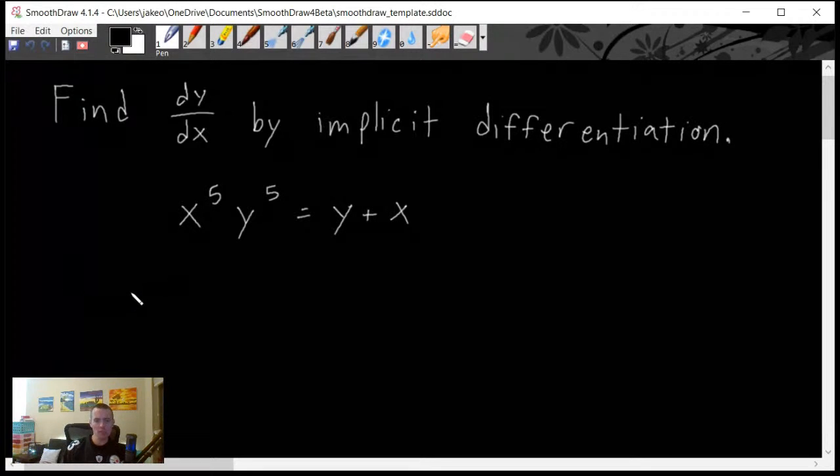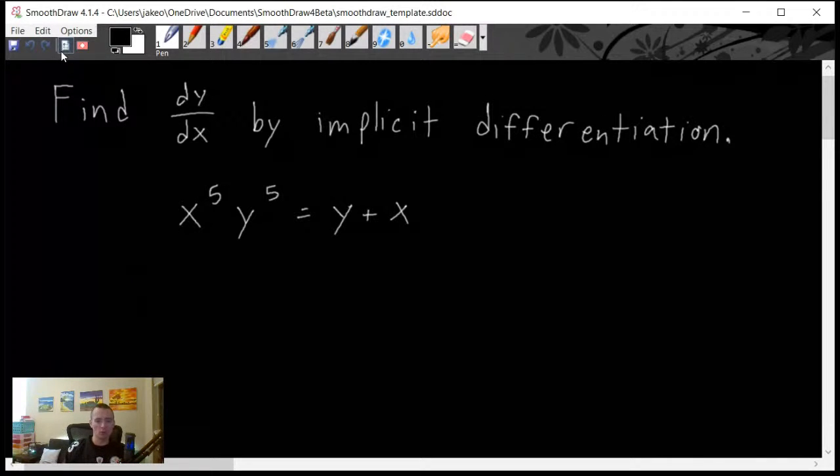So in this case, we're going to be finding dy/dx by implicit differentiation. The problem we're given is x to the fifth times y to the fifth equals y plus x. Generally, these implicit differentiation problems, whenever you're trying to find dy/dx, or really d anything over d anything, follow the same few-step process.